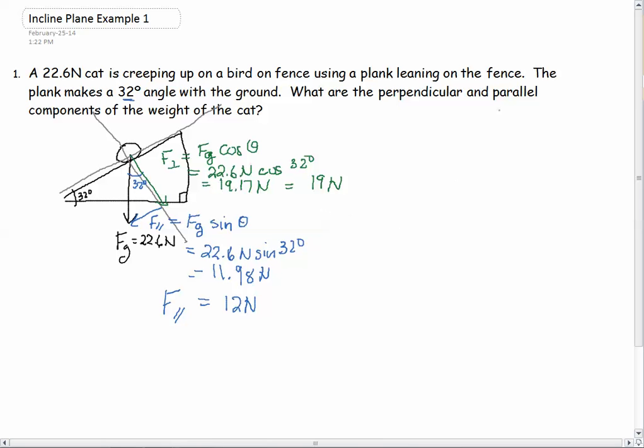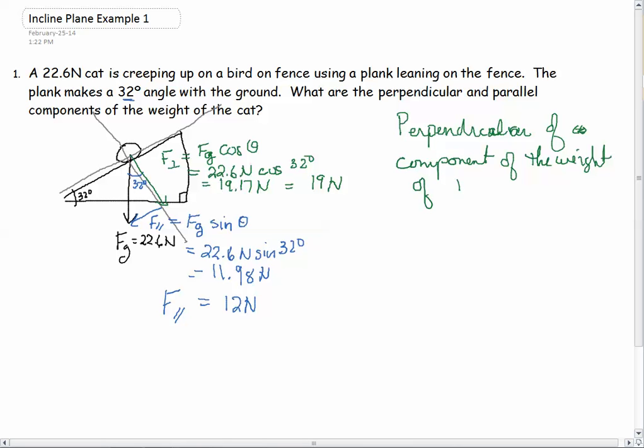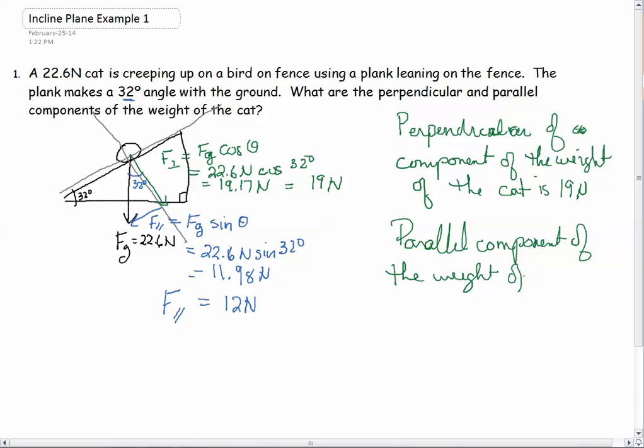So the perpendicular component of the weight of the cat is 19 newtons. The parallel component of the weight of the cat is 12 newtons.